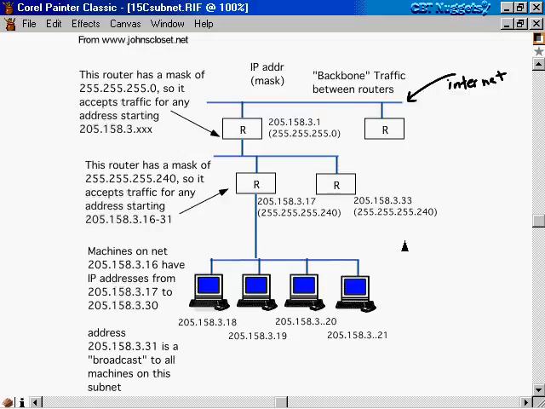Now, a couple things that we've left out of this whole discussion is there's certain addresses within each subnet that are also reserved for special purposes. Namely, an important one is the broadcast address. You can see here that 205.158.3.31 is a broadcast to all machines in the subnet. So we say that this router accepts traffic for these addresses between 205.158.3.16 and 205.158.3.31, but 31 actually means that the message should be broadcast to all the machines in the subnet. That's just a special case, and so no machine within the subnet could have that address that ends in the 31.